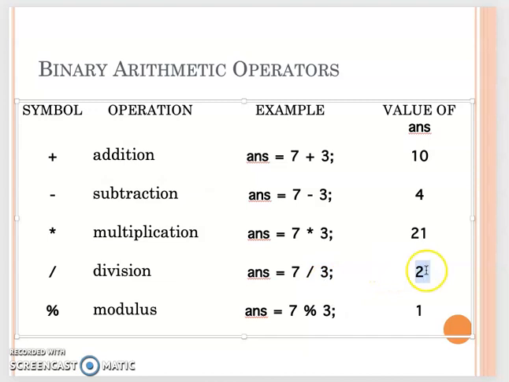If you really want 2 point something, you can do it the other way: make 7 become a decimal number. Then 7 divided by 3 will become 2.333, never finishing. So that's the difference. Operators won't change your data type. That's why, when we do 7 divided by 3, your value is only 2, because int divided by int is int.